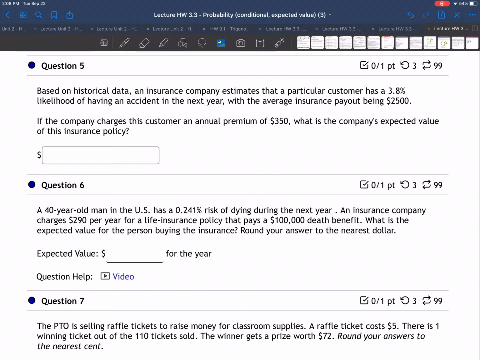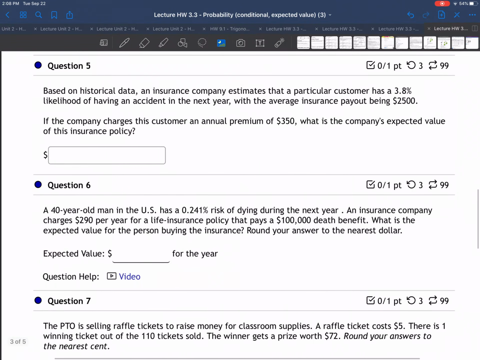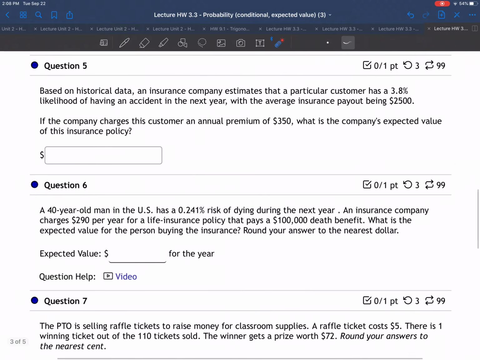Here's an example about insurance companies and their expected payout. Based on historical data, an insurance company estimates that a particular customer has a 3.8% likelihood of having an automobile accident in the next year, with the average insurance payout being $2,500. If the company charges this customer an annual premium of $350, what is the company's expected value of this insurance policy? Okay, so how do we do this?